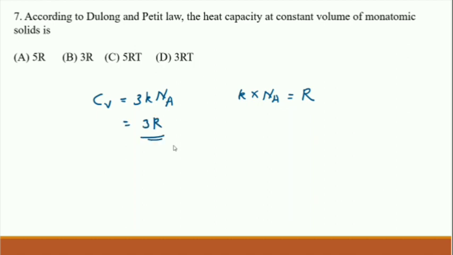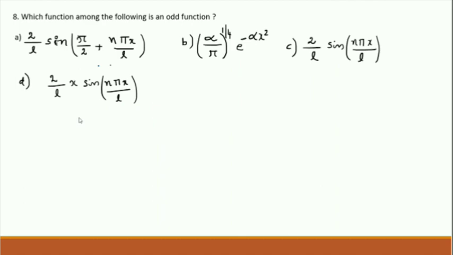The question is about heat capacity at constant volume, that is CV. So 3R is the right answer. Question: which function among the following is an odd function? Four options are given, and we have to find the odd function. So for an odd function, what is the condition? For an odd function, f of minus x will be equal to minus of f of x. That function will be equal to minus of that function. So a minus value should be there.